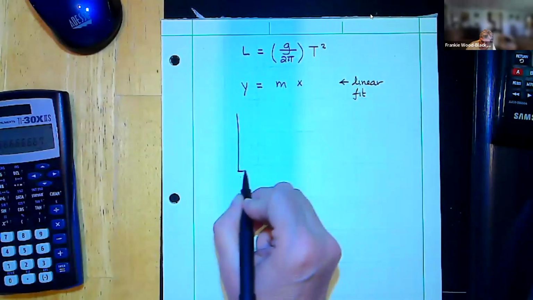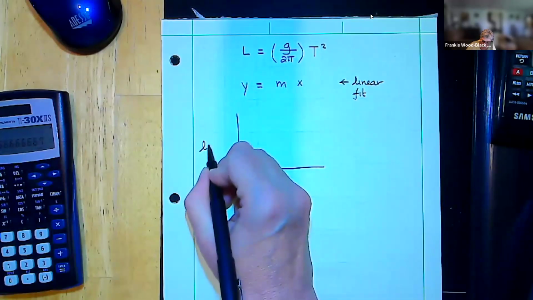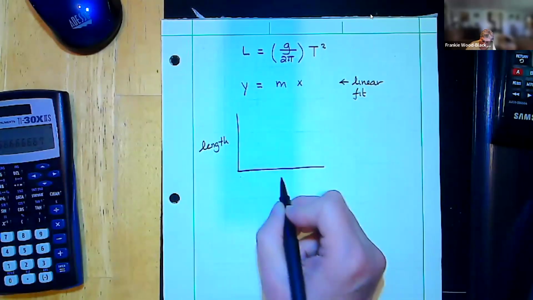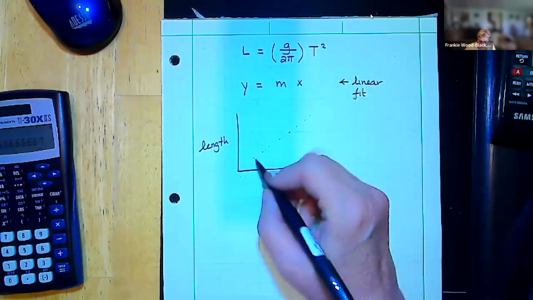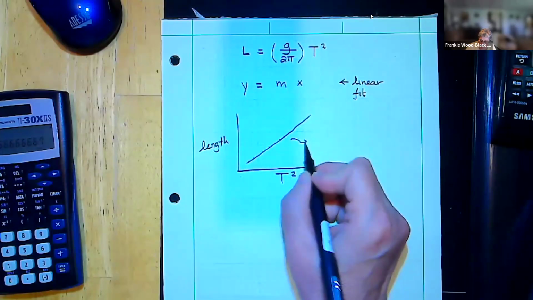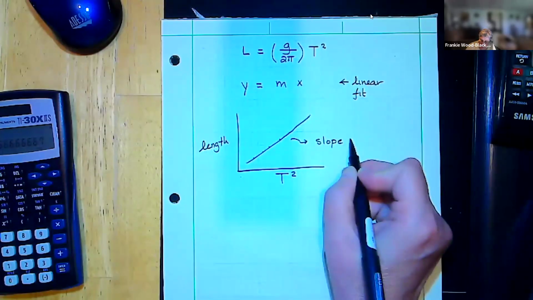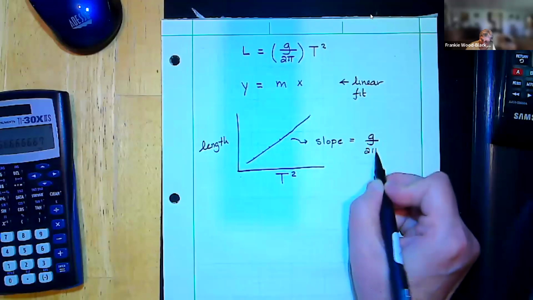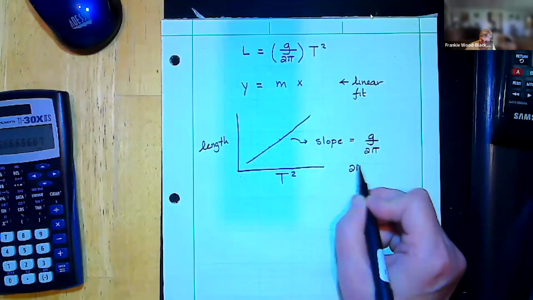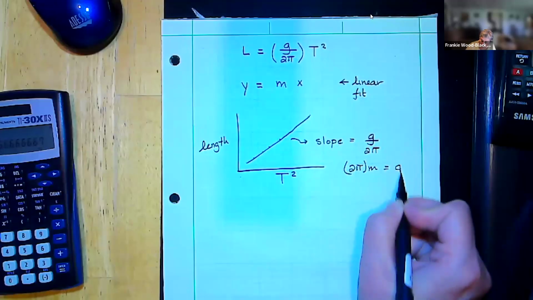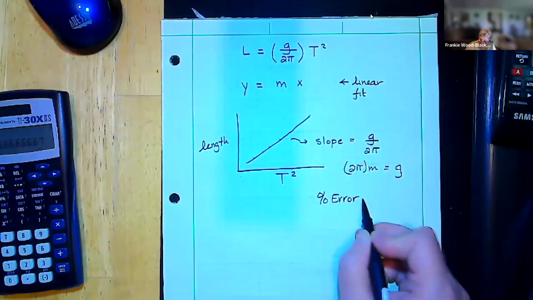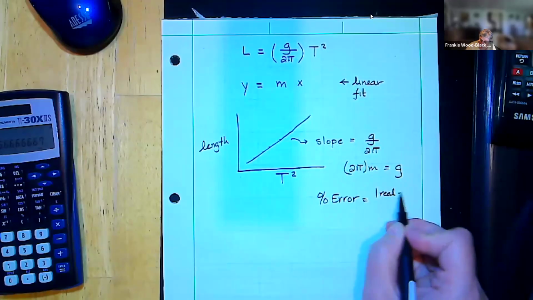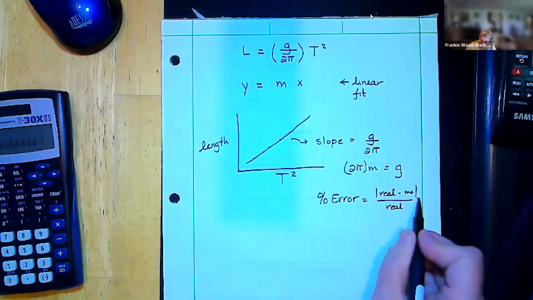So if I do a plot, this is length versus period squared. I'm going to get a best fit line. I'm going to get a slope. And my slope is going to equal gravity divided by (2 pi) squared. So from my slope, I can solve for gravity. And I'm going to do a percent error, which is my real minus measured divided by real times 100%.